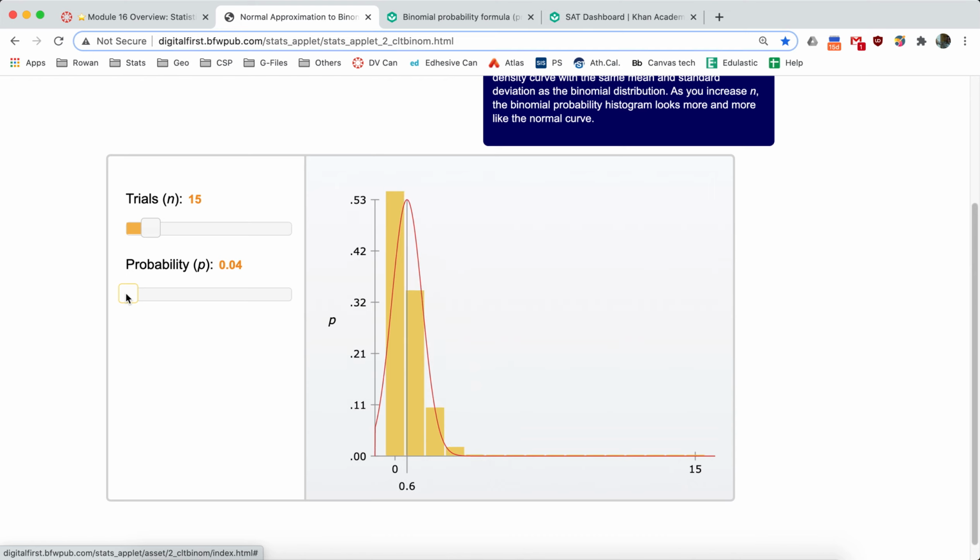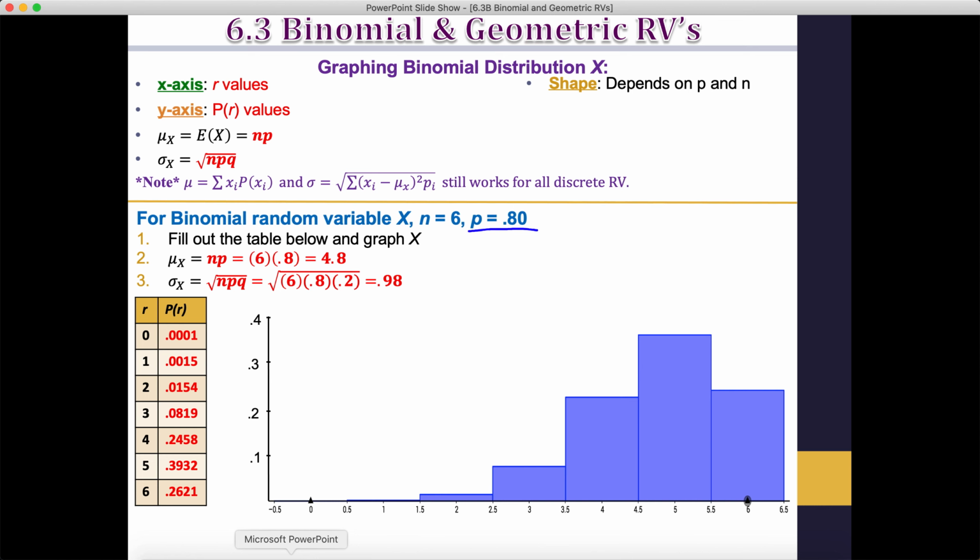Vice versa, if the probability of success is very low, we'd expect a similar right skew to correspond to that. So to get that down in one place, the shape really depends on the values of p and n, but generally p equals 0.5 gives you exact symmetry, and then depending on how far away you get from that, it gives you a skew left or skew right.